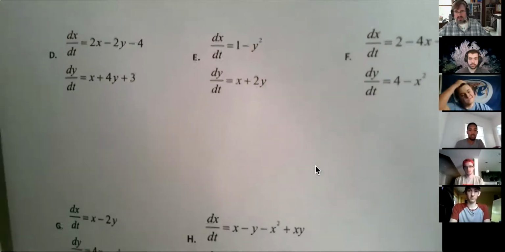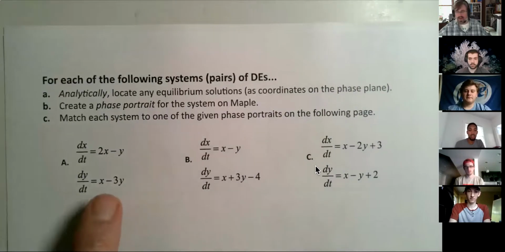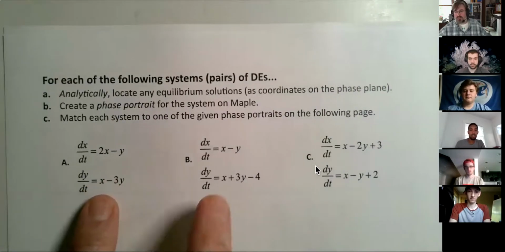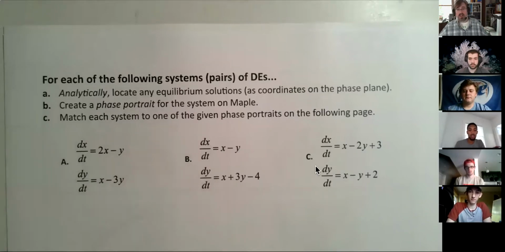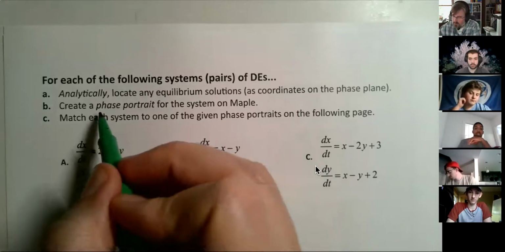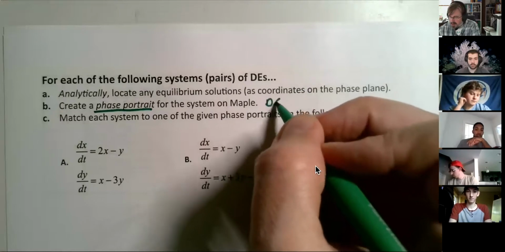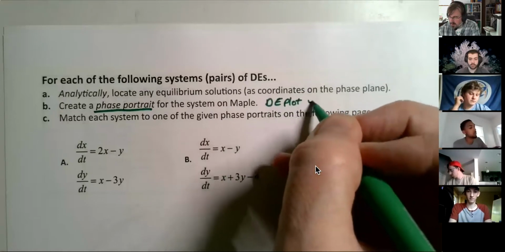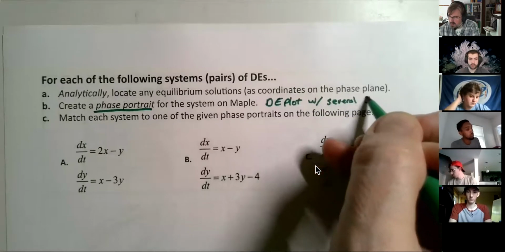And these are all like dx/dt, dy/dt. And so for each one of these, it's just practice finding the equilibrium solutions for each one of them, and then go into Maple and create a phase portrait. Now this is a fancy way. A phase portrait is really just a DE plot with several initial conditions.